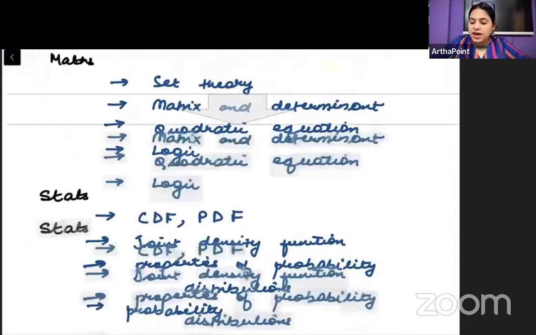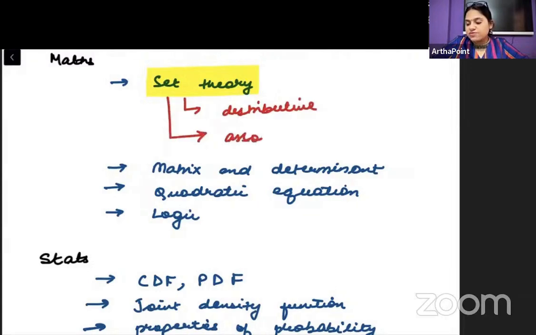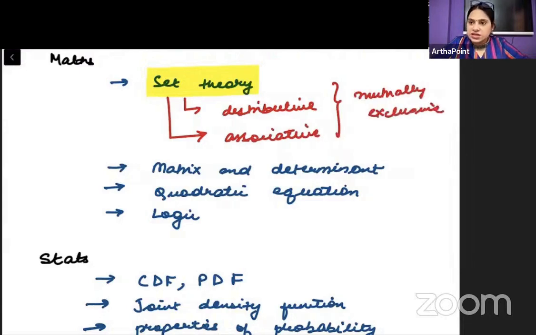So when I talk about maths, the first thing that you need to focus on is the set theory. Under set theory, you need to know minimum things like what is the distributive property, then what is the associative property under set theory. Then you need to know what is mutually inclusive set, mutually exclusive set, right? So all these things under set theory is something that you must be aware about.